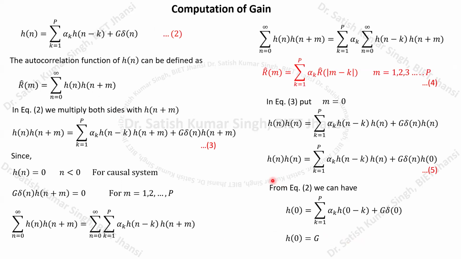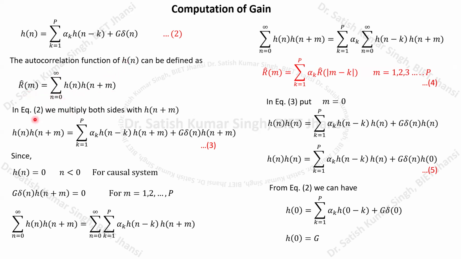So what is the method that we have to look at here? What should be the steps to get the value of G? First of all, we have to define the autocorrelation function of h[n], which is our impulse response. This autocorrelation function can be defined by this equation: r hat[m] equals the sum over n equals 0 to infinity of h[n] h[n plus m]. This is the definition of the autocorrelation function of h[n].